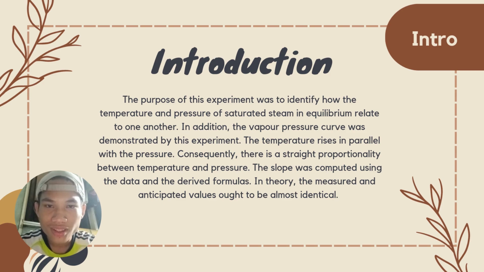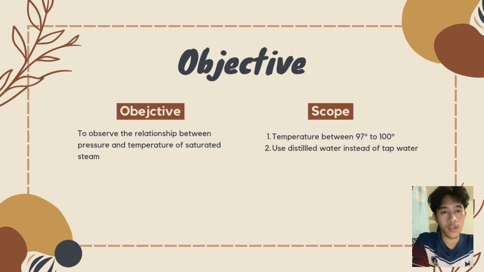In theory, the measured and anticipated values ought to be almost identical. The objective of this experiment is to observe the relationship between pressure and temperature of saturated steam. And the scope that we use in this experiment is the temperature is set between 97 to 100 degrees Celsius, and also we use distilled water instead of tap water.